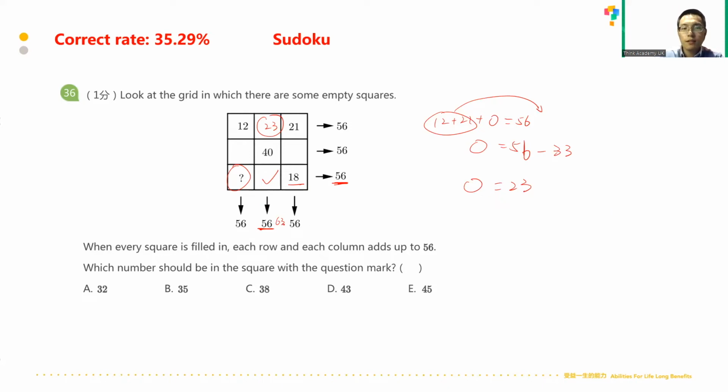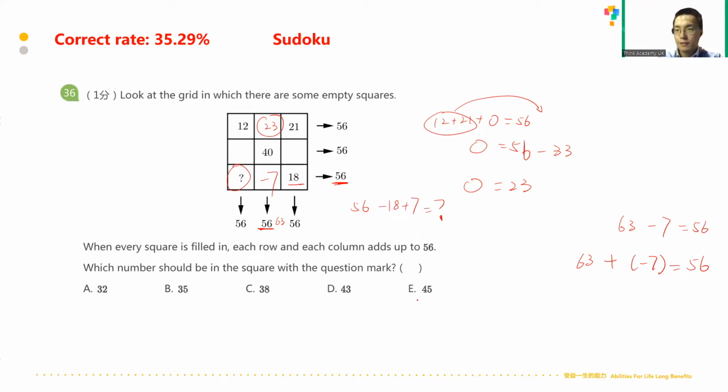Yeah, so from 63 to 56, we need to minus 7. So 63 minus 7 is 56. But minus 7 can also be written as add a negative number: 63 add negative 7 is also 56. So that means the tick should be minus 7. So question mark minus 7 plus 18 will be 56. So 56 minus 18 plus 7 will give us the question mark, which is 38.